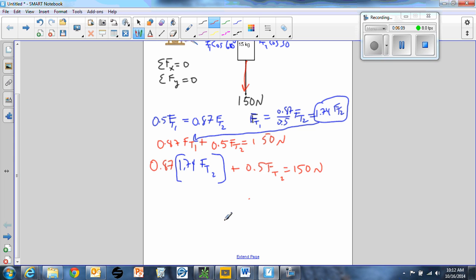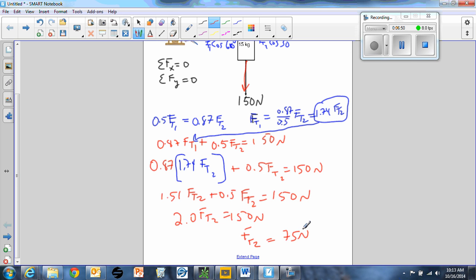0.87 times 1.74 gives me 1.51. So 1.51 FT2, that's what all this equals, plus 0.5 FT2 equals 150 newtons. Now 0.5 plus 1.51 is 2.01, but I'm just going to say 2.0 FT2 equals 150 newtons. 150 divided by 2 is 75. So I get FT2 equal to 75 newtons.